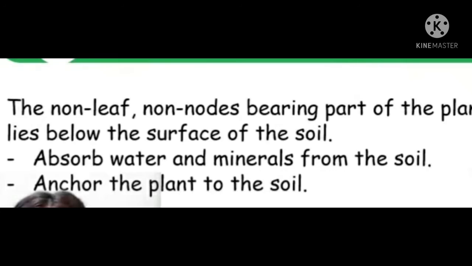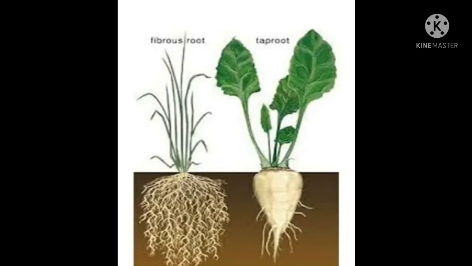The function of the root is to absorb water and minerals from the soil. It also holds the plant tightly to the soil and prevents the soil from erosion. It is the most important part for the plant. Sometimes it also functions as storage of food. If we observe the roots, we can see the roots are of two types. These are fibrous roots and taproot.